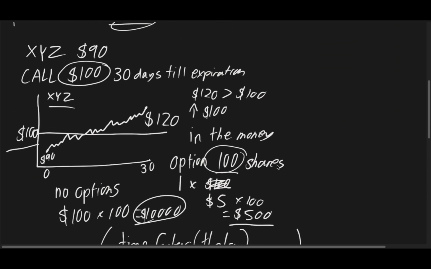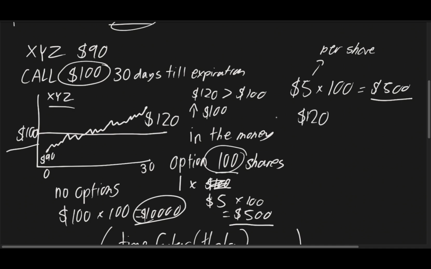So back to the earlier example, how much would we actually make from this? Well, let's say the premium was $5 per share. And since you control 100 shares, you would pay a $500 premium to whoever is selling you the option. So this is the premium you pay to enter this call option contract. And let's say it ends off at $120.